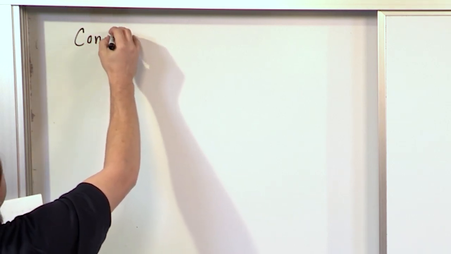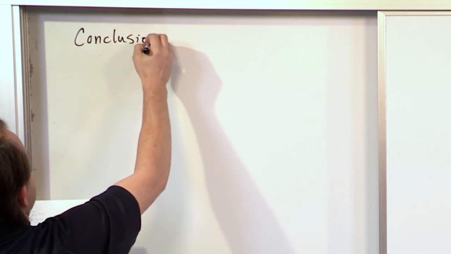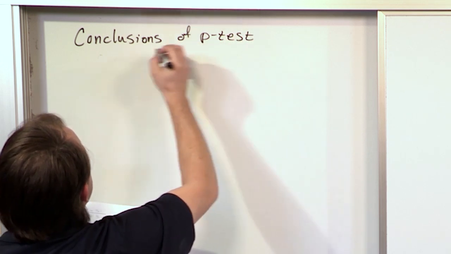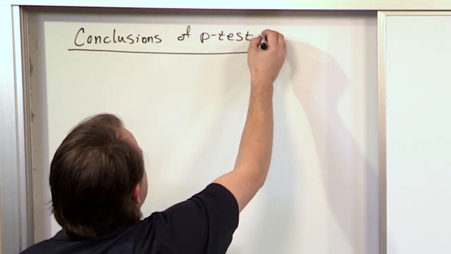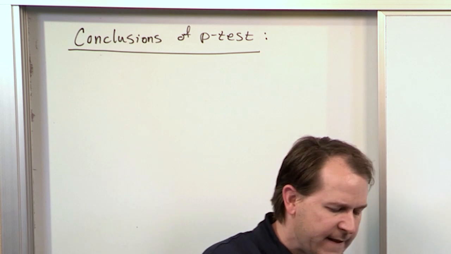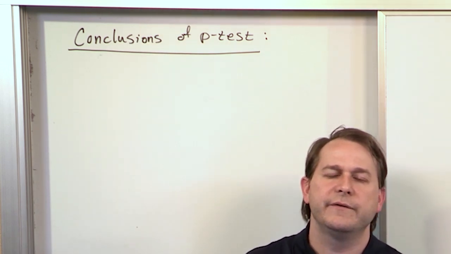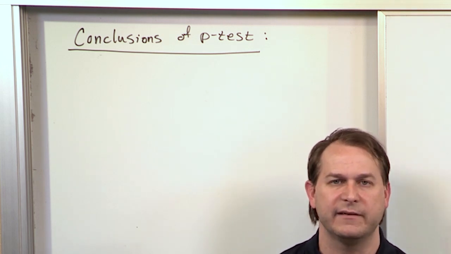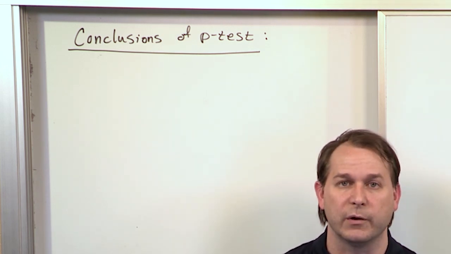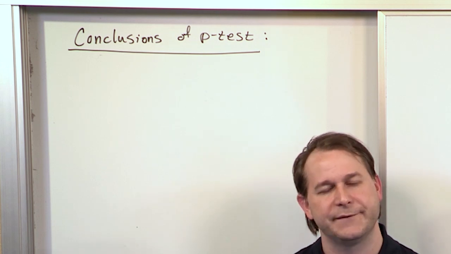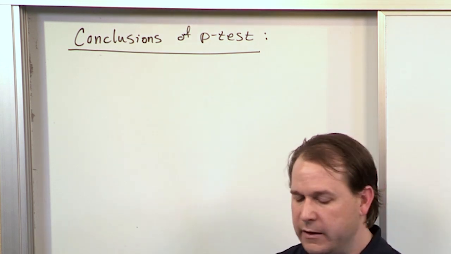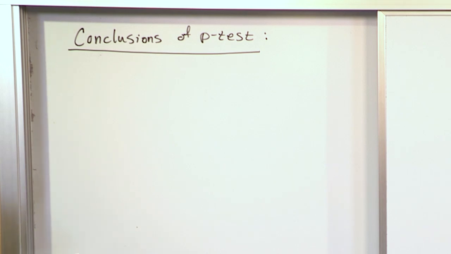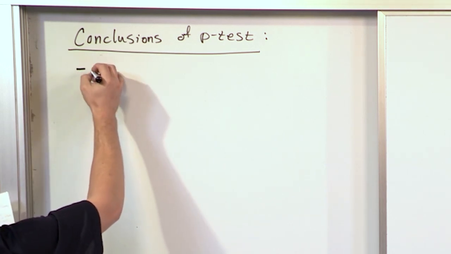So I'm going to write conclusions of the p-test. In other words, we told you at the beginning of the last couple of lessons that the p-value is still going to be used to tell you when you reject a hypothesis or fail to reject a hypothesis. It's doing the same job that we did before in a slightly different way. All right? So we have a criteria here to tell you when you reject a null hypothesis and when you don't. And they're very, very simple.